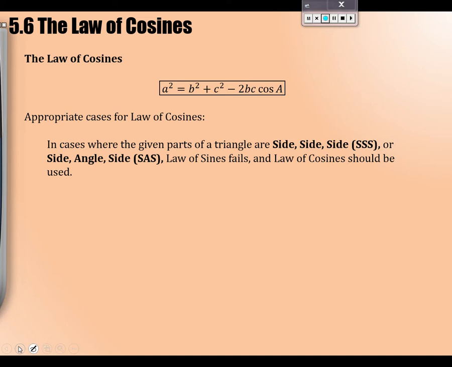I should have maybe put all three laws of cosines up here, right? Because for any triangle that has sides labeled A, B, C, there are 3 law of cosines formulas you could set up. Here's one. We also have B squared equals A squared plus C squared minus 2AC cosine B. We also have C squared equals, can you fill in the blanks, right?